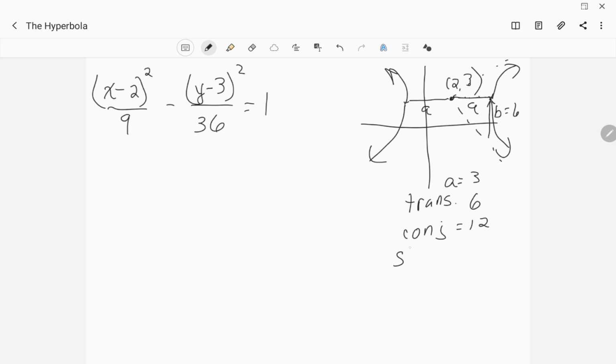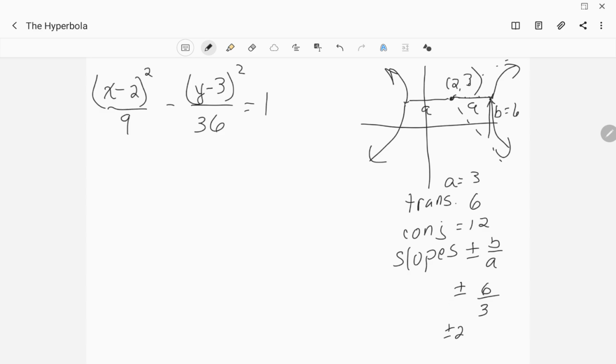So I now have it in standard form. If I was going to give the slopes of the asymptotes, again, remember slope is rise over run. So it's going to be plus or minus. What is rising is my B. What is running across is my A. So plus or minus, my B is 6. My A is 3. Well, 6 divided by 3 is 2, so it'd be plus or minus 2. That would be the slopes of my asymptotes.